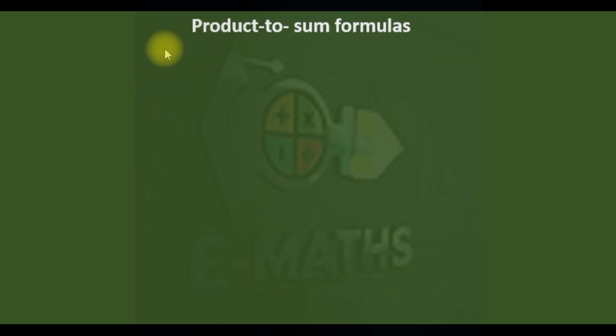Okay, product to sum formulas. This formula is very important because you might be asked to express the product of trig functions as a sum of trig functions. Another place it is very important is when we are integrating, when we are asked to integrate a product of trig functions. So the better way is to move it to addition. So we have 4 of them.